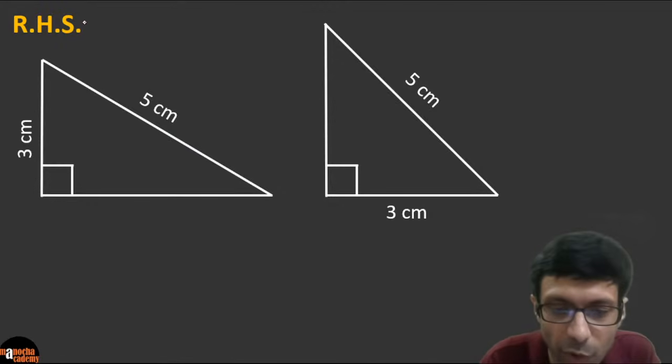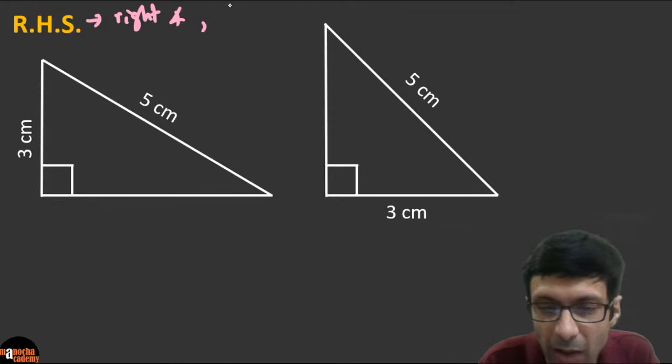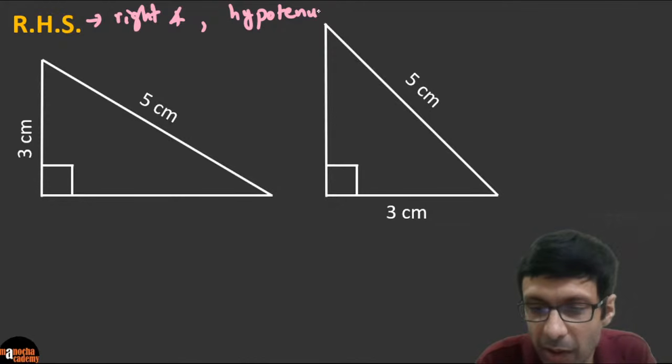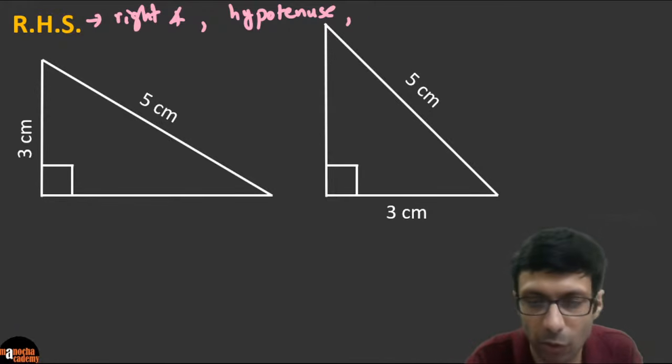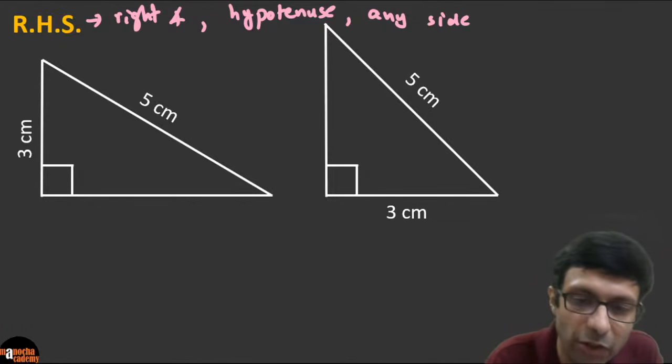RHS, what does that stand for? Right angle, hypotenuse. And again, they need to be equal. So there needs to be a right angle in the 2 triangles. The hypotenuse needs to be equal, and any side. So side here means any side. Okay, guys, see if you can apply RHS to these triangles.